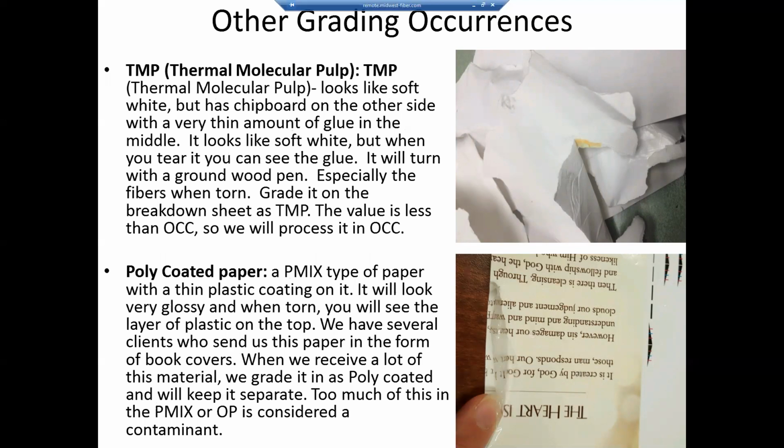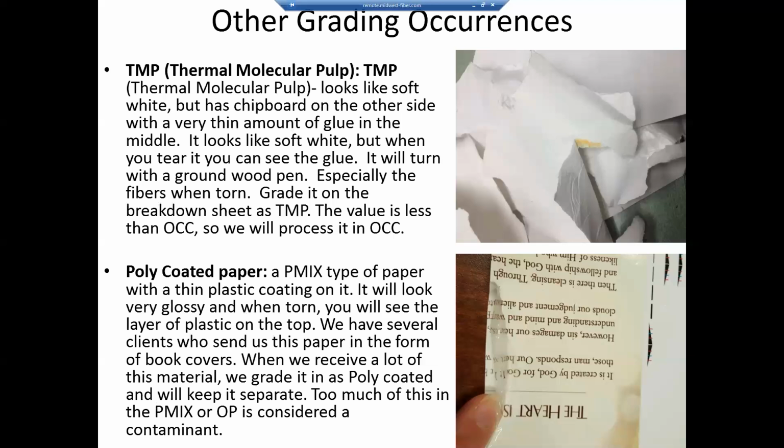TMP, or thermomolecular pulp, looks a lot like soft white, but the difference is that it has groundwood. It is like there is a soft white paper glued to a white chipboard material. If you tear it, you can see the chipboard fibers. Using a groundwood pen would tend to show that this is a groundwood material, especially when used on the torn fibers. We will grade this as TMP on the breakdown sheet. For processing in the plant, we generally put this in with OCC, but check with your supervisor for any exceptions before doing so.